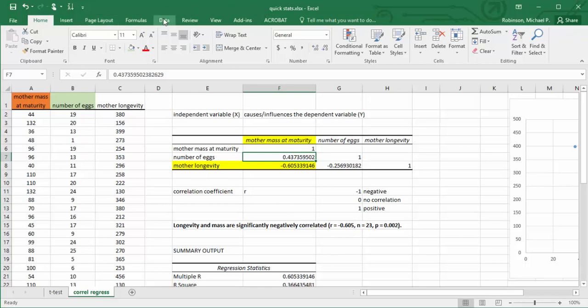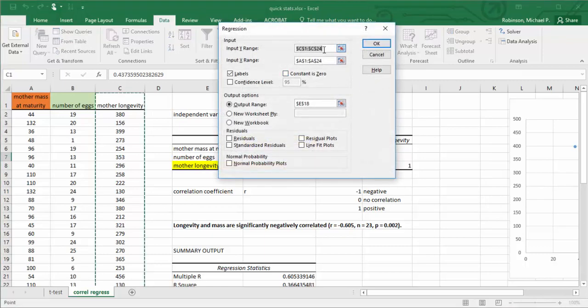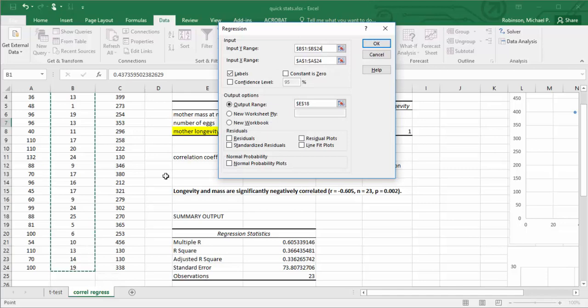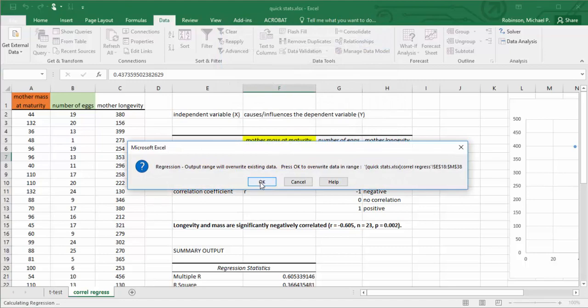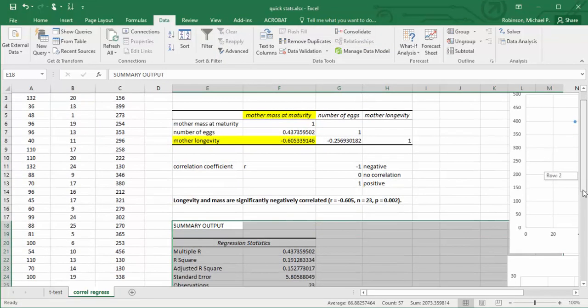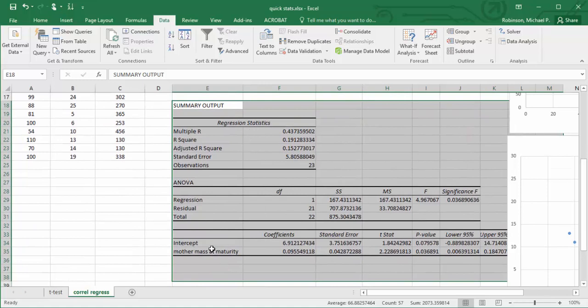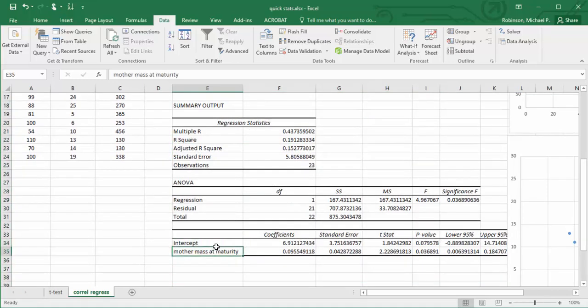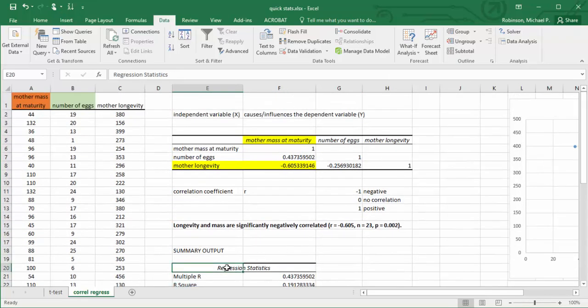All right, so to do a regression, we go data analysis, regression. All right, our y range is going to be the number of eggs. Our x range is mass. We already have that in there. And output range, just what the heck, let's just stick it in the same spot. It's going to give us an error message. We want to go ahead and overwrite the other data. Boom. All right, so now what we've done is the regression for mother mass at maturity. That's our x or independent variable. Okay, and number of eggs is our dependent variable. So what do we see here?